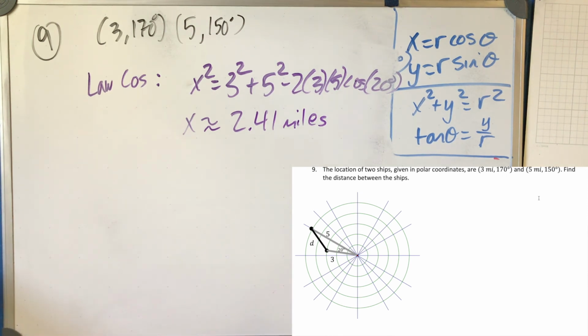We can do the same thing with vectors. I show that in the answer key if you want to look at that. And again, you could convert this back into xy and just do the traditional distance formula. That is the longest and hardest way possible though, so not recommended.